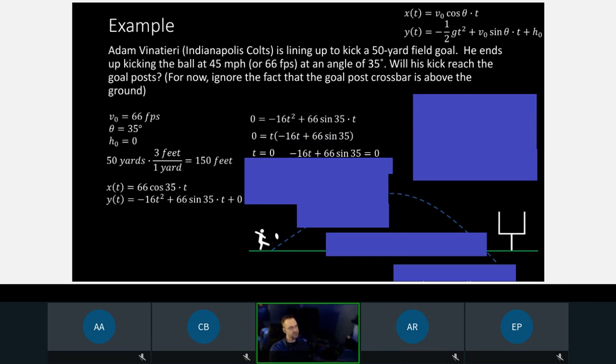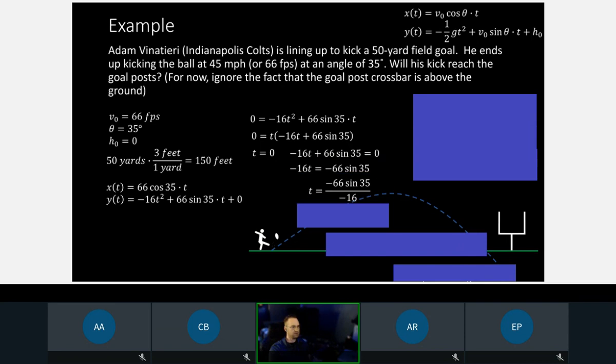All right, so t equals 0. And then I solve this one, subtract the sine stuff, both sides, and then divide everything by negative 16. So I'm just going to quickly show this. All right, everyone type that in and hit enter. You probably don't need it. Don't type in these negatives because a negative divided by a negative is a positive. So just type in 66 sine 35, all of that in parentheses, divided by 16. It'll save you some typing.